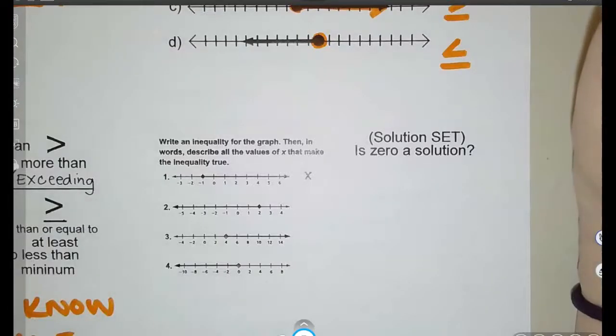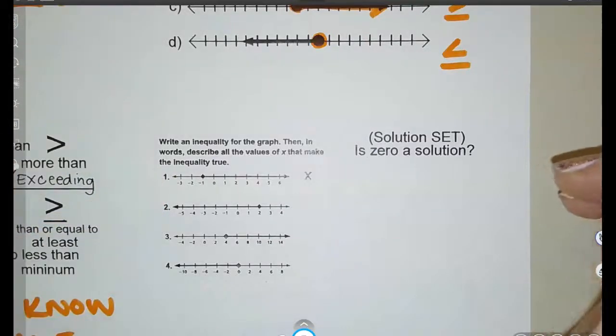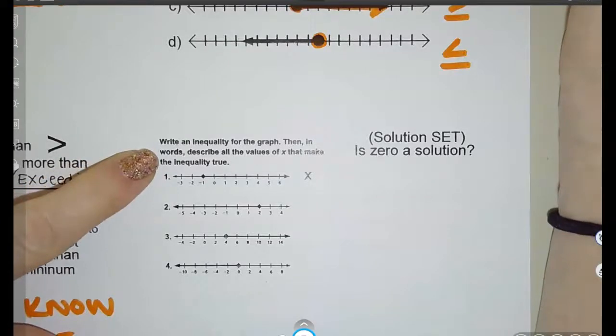Okay, pause along the way here if you need to catch up. I'm going quickly to get our whole recording done. But I'm down here now. It says write the inequality for each of these graphs.